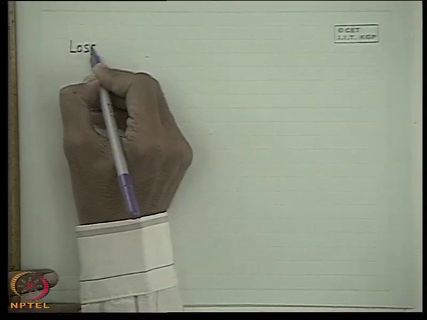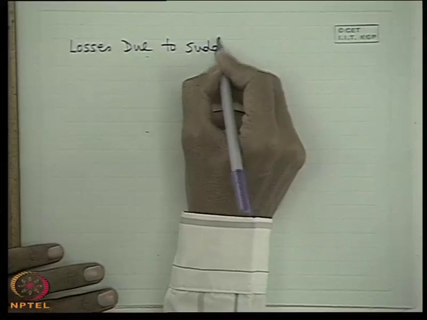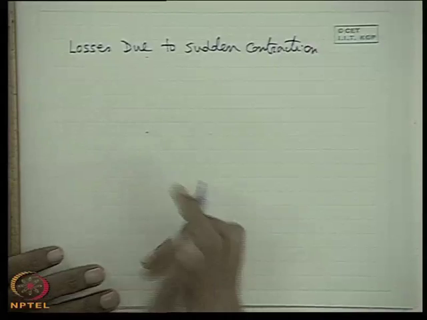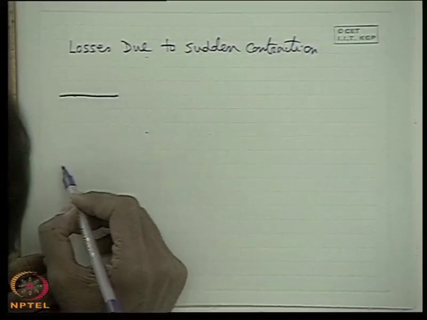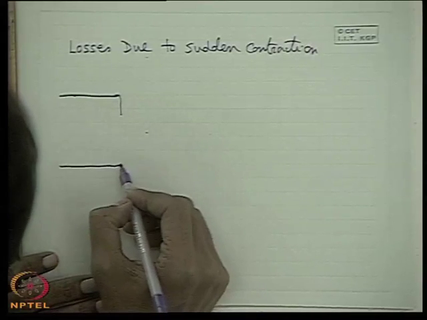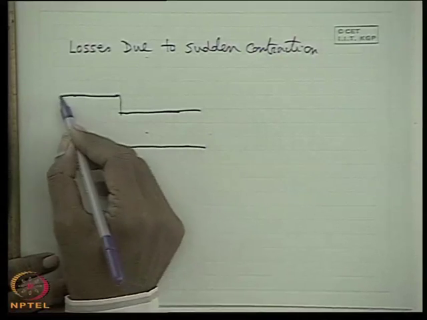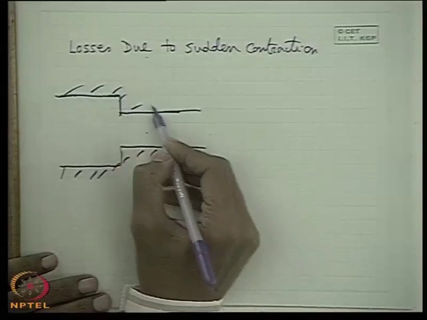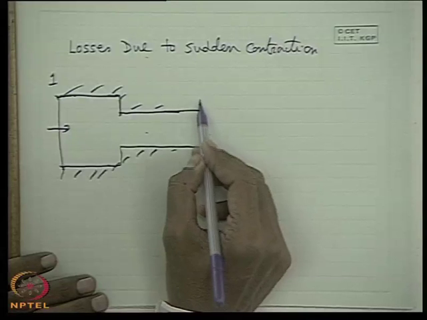Now I come to losses due to sudden contraction. Now we can go quickly. Now I consider a contraction. That means the fluid flowing through that duct like this, a fluid approaching in a duct whose area is suddenly reduced. Let us say this is section 1, and this is section 2.